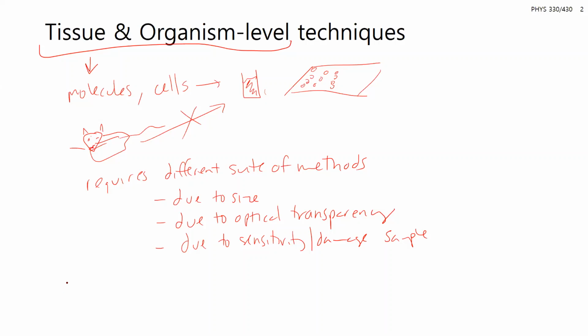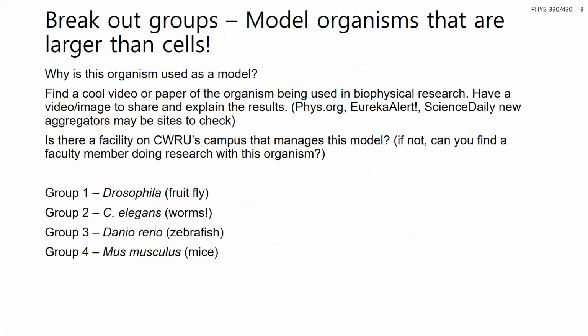But let's first start out with what model organisms there are, or are used, that are greater than the size of the cell, since we talked about many of the cellular model organisms in a past lecture. So this is where we're going to start with the breakout groups. Hopefully this should be a straightforward breakout group for each of you.